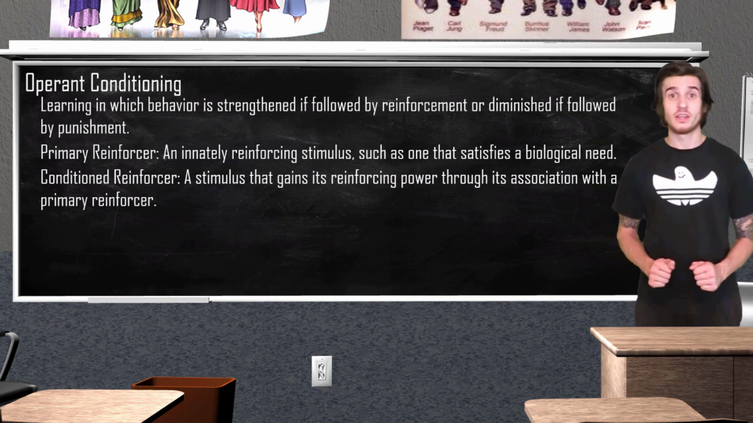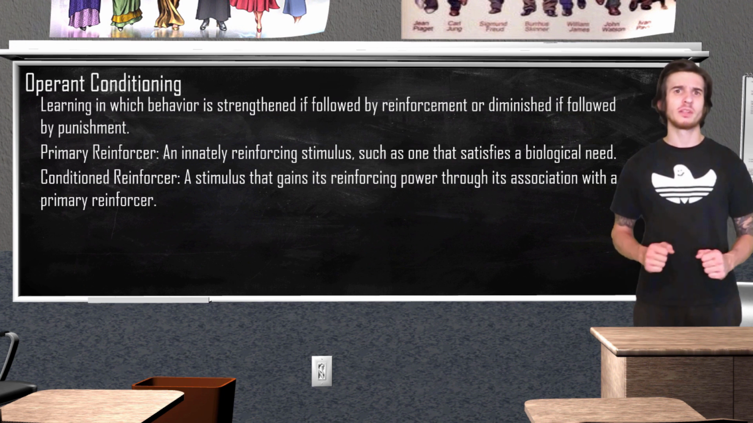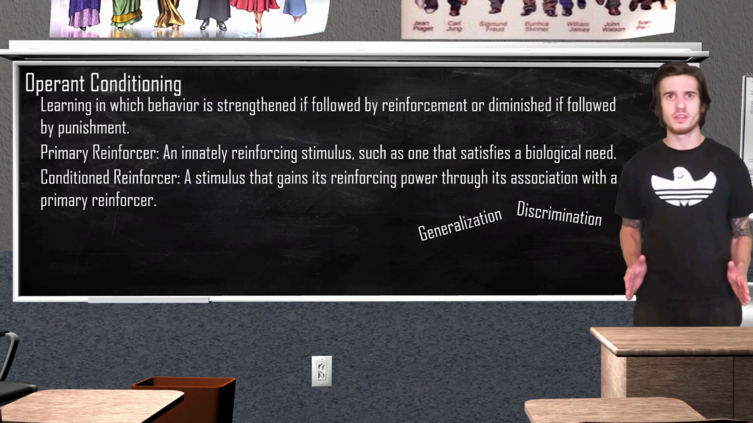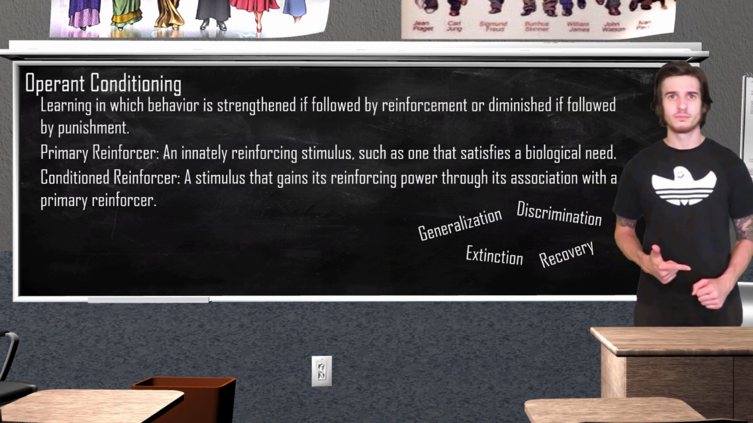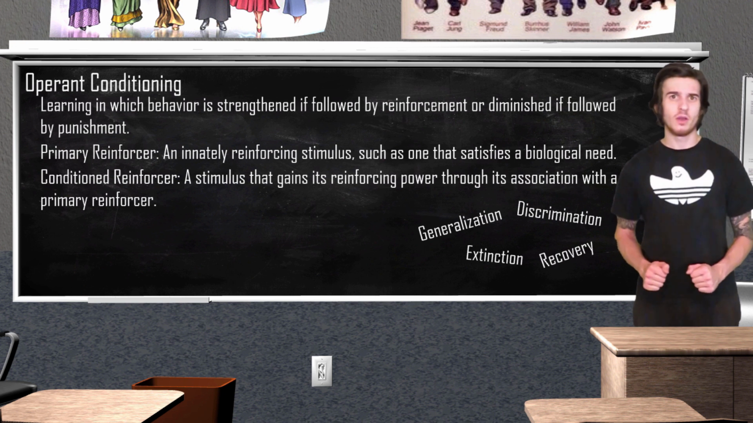Just like with classical conditioning, operant conditioning will also have stimulus generalization, stimulus discrimination, extinction, and recovery. If you need a reminder of what those terms mean, I talk about them in our last flex time video on classical conditioning, and I also talk about them for a little bit in our Unit 4 review video.